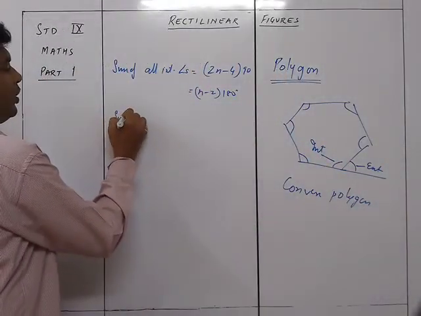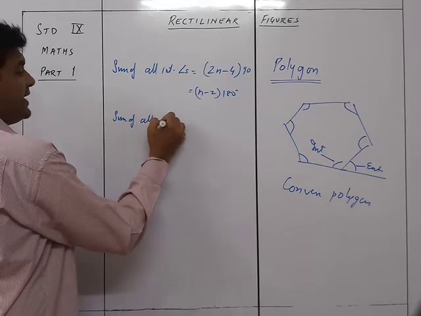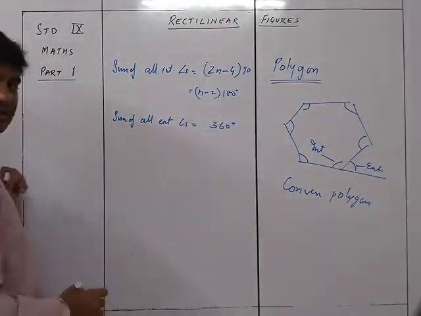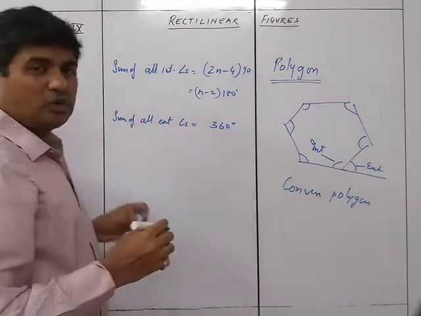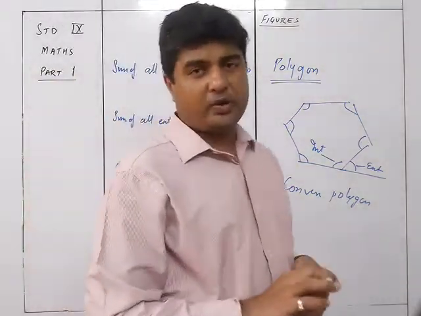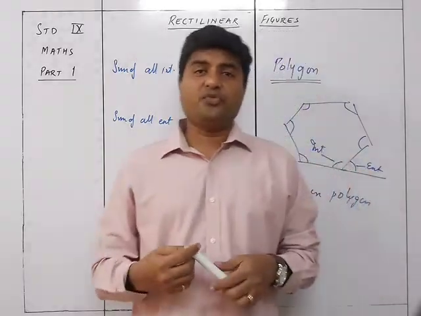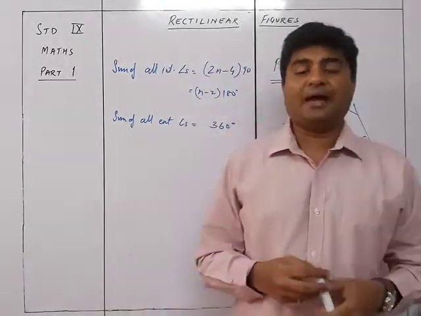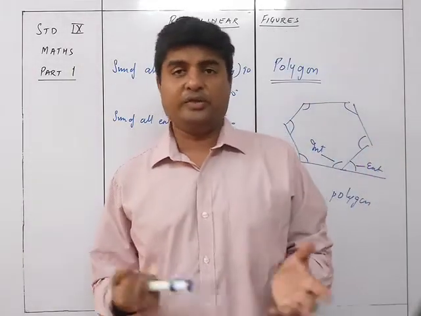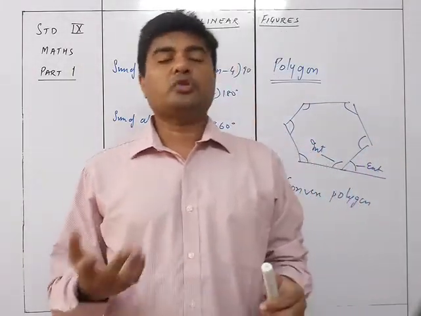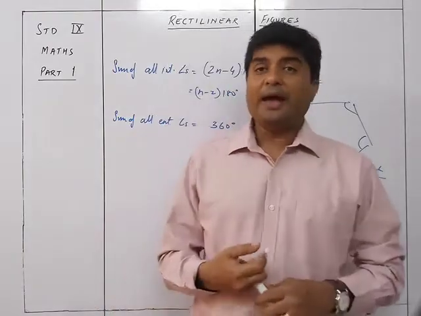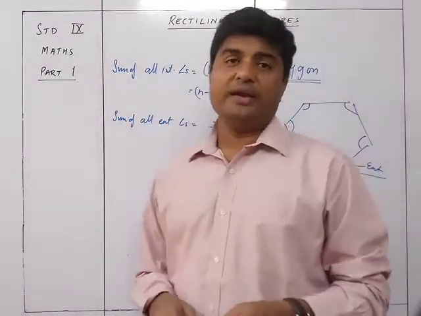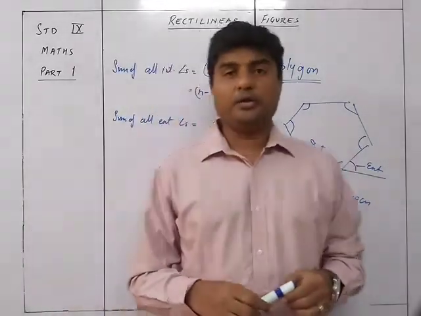Similarly, the sum of all exterior angles is always 360 degrees. This is always 360 degrees. So these are the two important formulas we are talking about. That is, (2n minus 4) into 90, or (n minus 2) into 180, is the sum of the interior angles of any polygon, and it is 360 degrees for the exterior angles in case of any polygon.